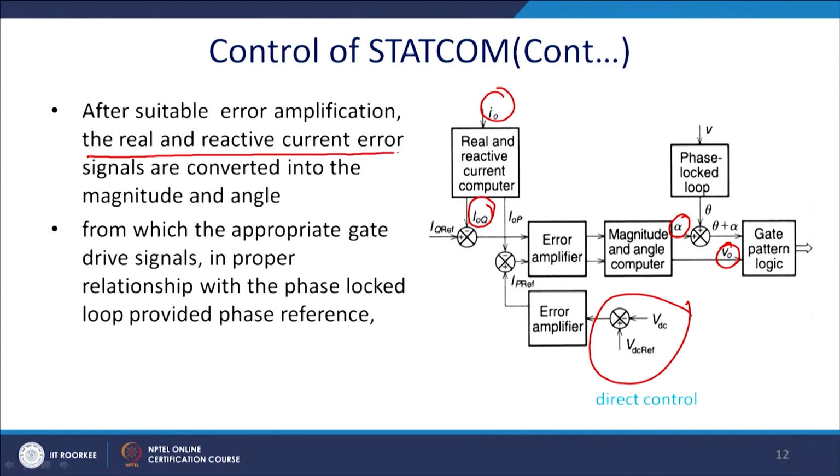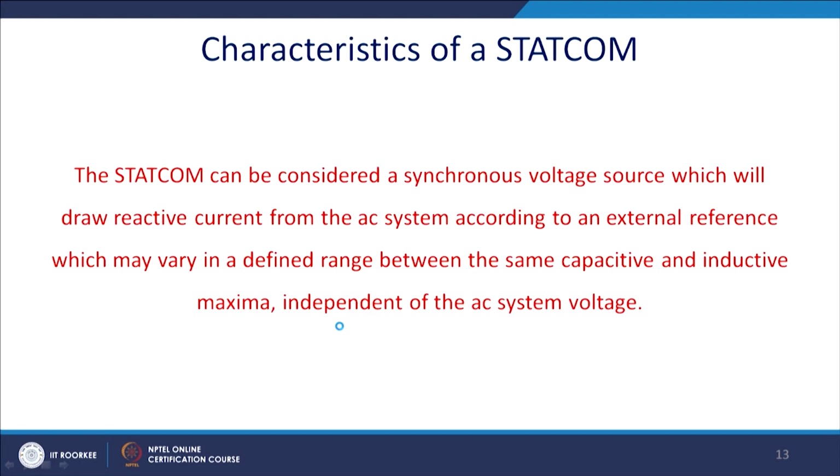So, after suitable error amplification, the real and the reactive power current error signals are converted into the magnitude and the angle. You may also have a lookup table, from which the appropriate gate signals, in proper relationship with the phase lock loop, are provided as a reference to the triggering circuit.